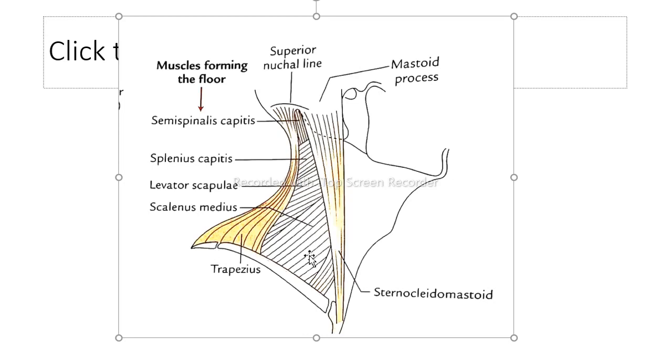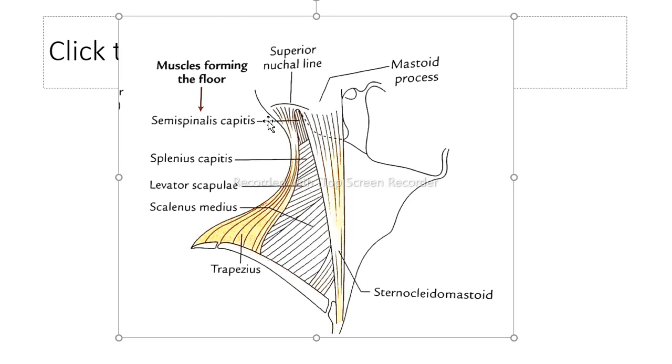So the floor of the posterior triangle is formed from above to downwards by the semispinalis capitis muscle, splenius capitis muscle, levator scapulae muscle, scalenus medius muscle and scalenus anterior muscle. So these muscles form the floor of the posterior triangle.